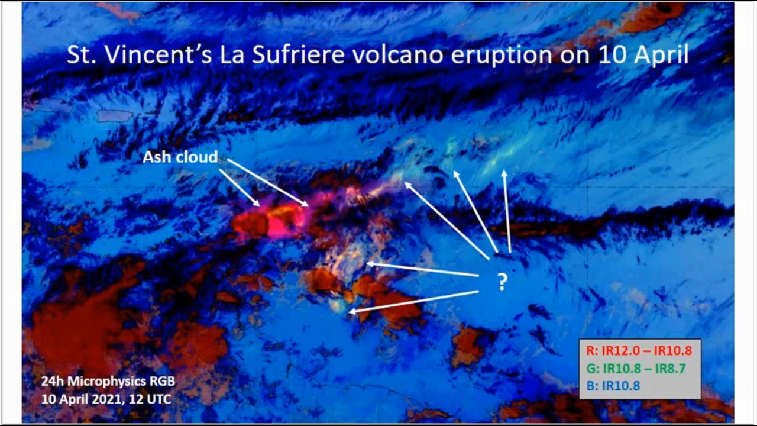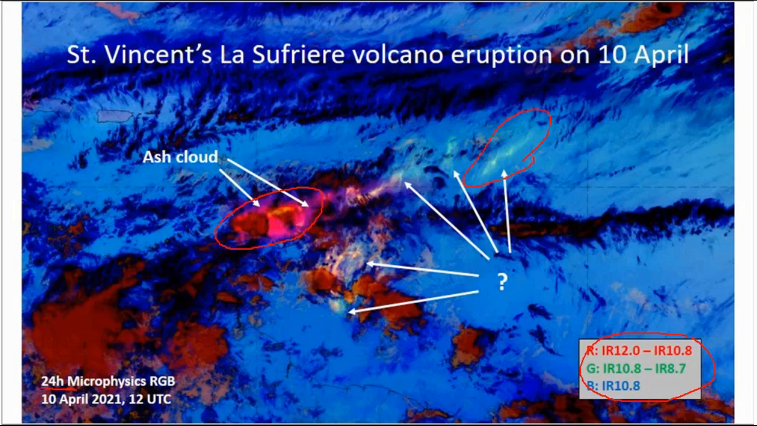Now, very shortly for the end, I know it's already late, just about the St. Vincent La Soufrière volcano eruption, 10 April. I've checked that it looked very nice in the satellite images. In this 24-hour microphysics RGB, you can see really nicely this ash cloud in very pinkish magenta colors. Unfortunately, I didn't have the ash RGB on ePort when I was checking that, but the recipe is basically the same, so we can check the eruption with this RGB as well.